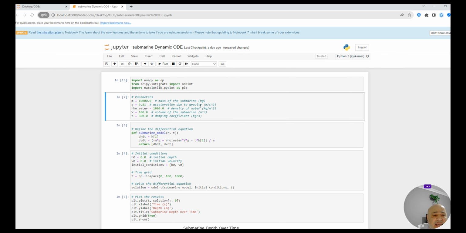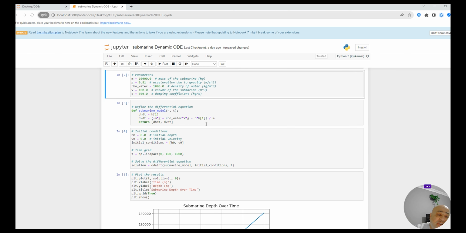In the second cell, I have defined my parameters: the mass of the submarine, the gravity in meters per second squared, of course, and the density of the water, rho, which is known, it's 1000. Then I have the volume of the submarine in cubic meters, which I defined here as 100, and then the damping coefficient in kilograms per second, which I defined as 500.